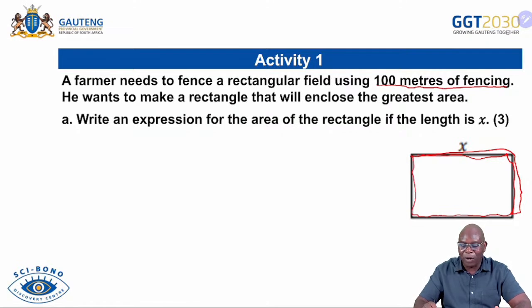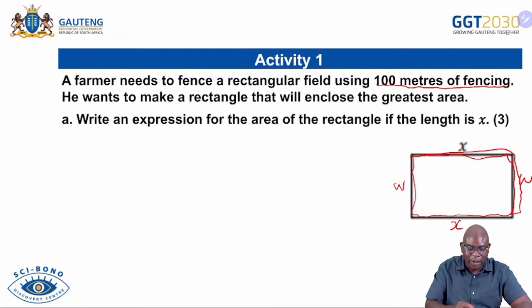Right. Now, what do we need? We need to know what is that length here. It's x. We need to know what is that length here. We don't know. It's a width. So I'm just going to call it width. I don't know what it is, but that one I know it's x. But I know if I add all those things, I'm going to get 100. So now, the first question says, write an expression for the area of the rectangle if the length is x. So in other words, I've got 3 marks to do there. So let's see how we're going to do that question.